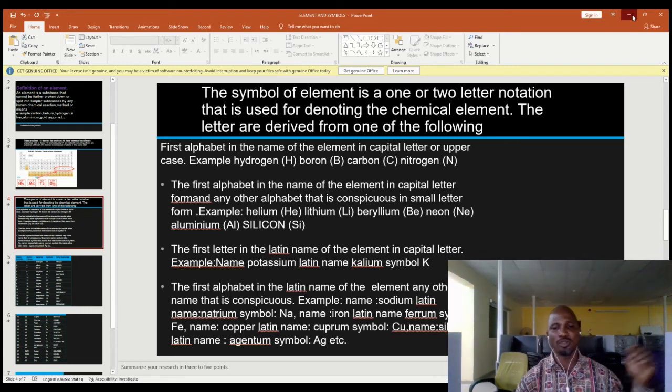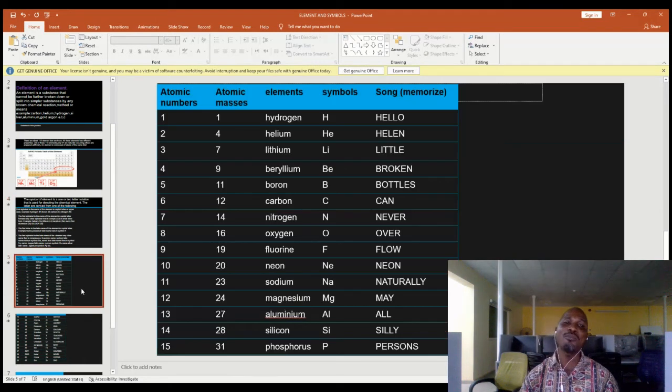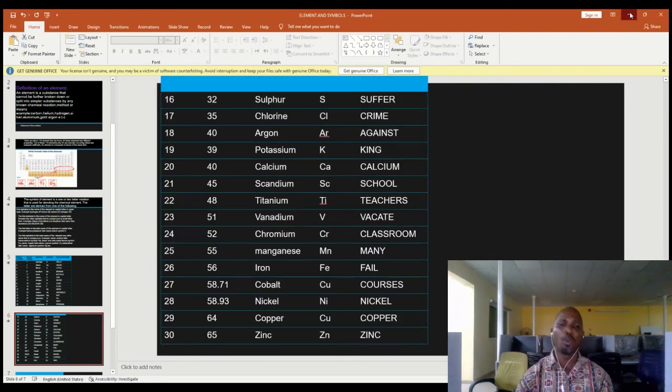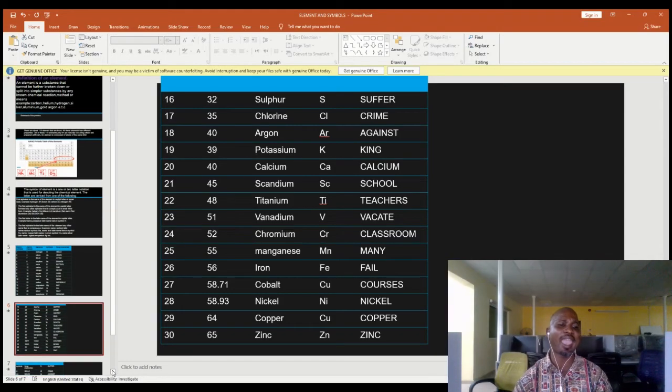My wonderful student, now we are going to be looking at the first 30 elements, their symbols, atomic numbers, and atomic masses. As you can see, we have hydrogen, helium, lithium, beryllium, boron, carbon, nitrogen, oxygen, fluorine, neon, sodium, magnesium, aluminium, silicon, phosphorus. After phosphorus, we have sulfur. After sulfur, we have chlorine. After chlorine, we have argon. We have potassium. We have calcium. And then, of course, we have scandium, titanium, vanadium, chromium, manganese, iron, cobalt, nickel, copper, and zinc.